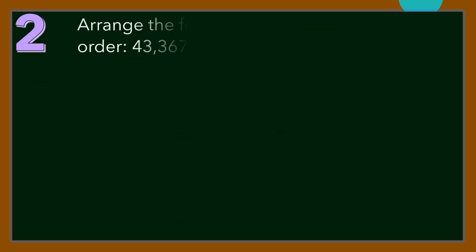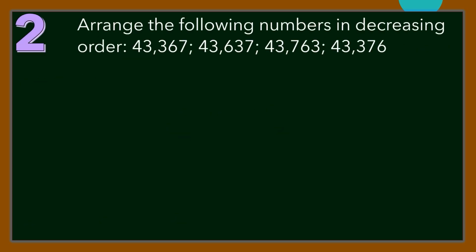Number 2. Arrange the following numbers in decreasing order: 43,367, 43,637, 43,763, 43,376. Solving problems like this, it is easier to rewrite the numbers in column.